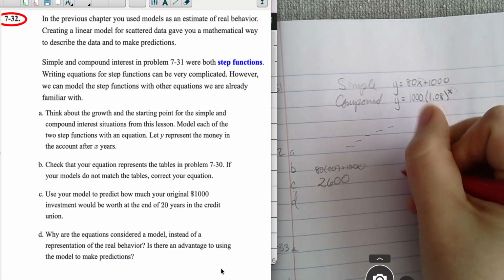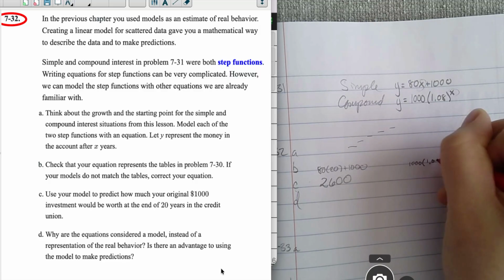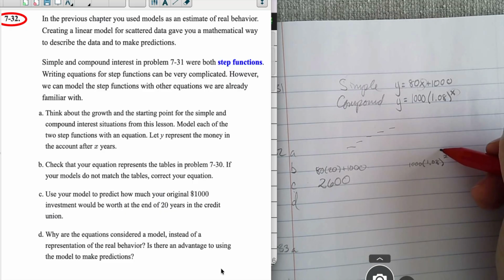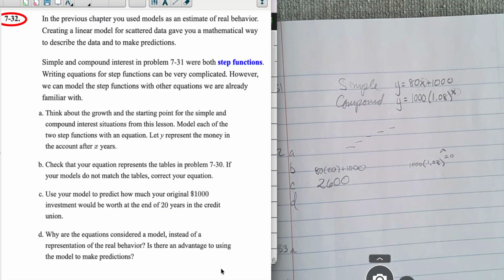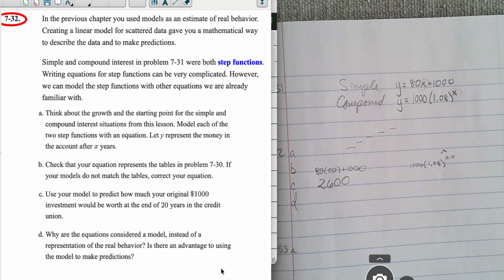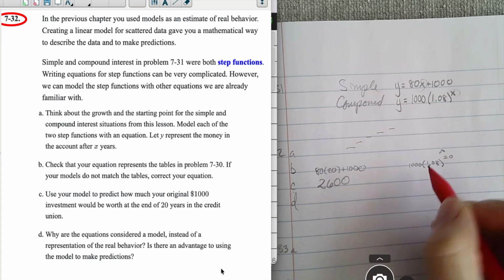For my second equation, I would do 1,000 times 1.08, and then I want to the 20th power. Now, in case you forgot how to get that, you're looking for the key that does exponents. So on my calculator, it's like this little caret looking key, but you might also have a key where it says like x to the y power. So 1,000 times 1.08 to the 20th power.